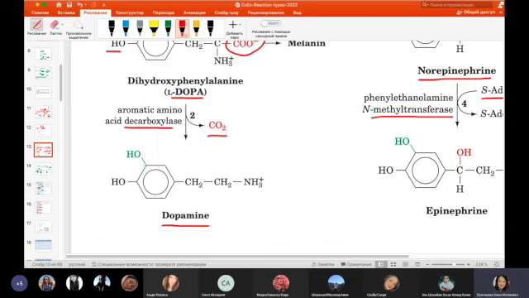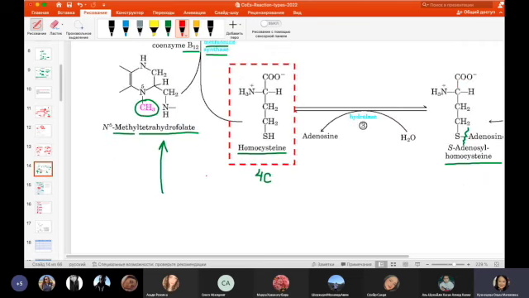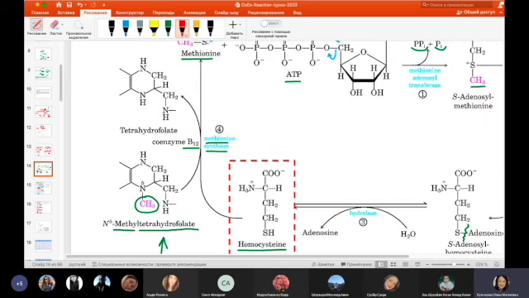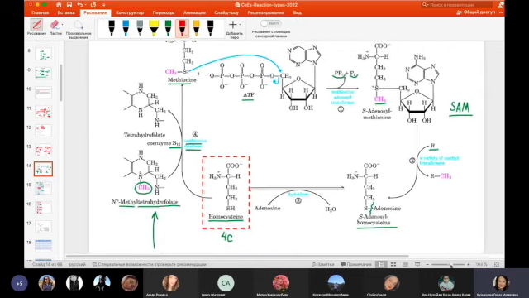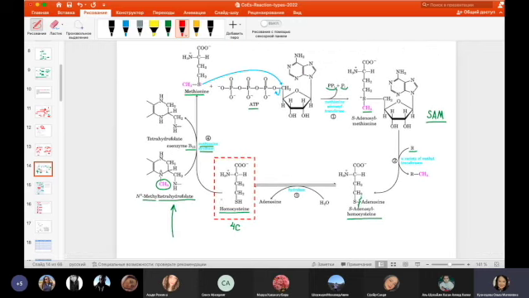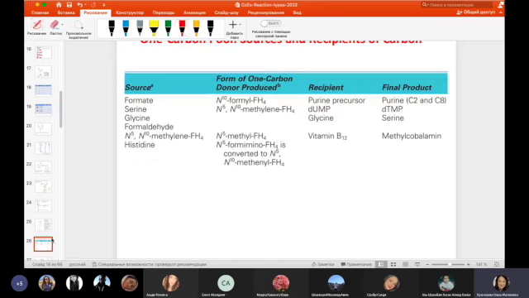Let's go back. I want to show you this reaction again. It is regeneration of our methionine after the methylation. Homocysteine interacts with the donor of the methyl group, N5 methyl tetrahydrofolic acid. Methyl group is linked with N5 of tetrahydrofolate, one of the forms of tetrahydrofolic acid as a coenzyme, one of the forms. I'll send you this table.